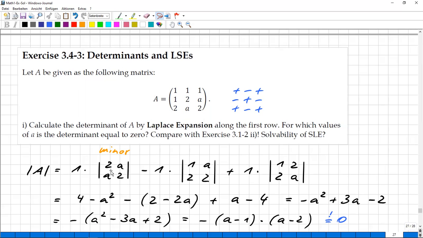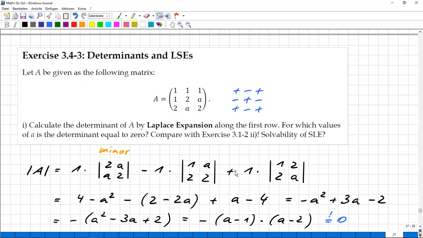So let's go on here using the main diagonal product minus the second diagonal product. So it's 2 times 2 minus a times a, a well-known method. Okay, so 4 minus a squared. That's it. Minus, please regard the minus sign, and don't forget to use it here also. Well, 2 minus 2 times a, inside the parentheses.